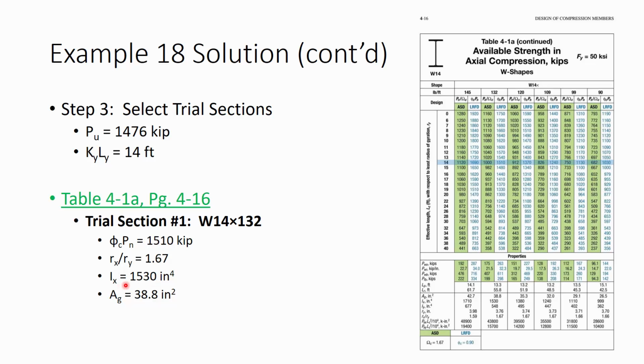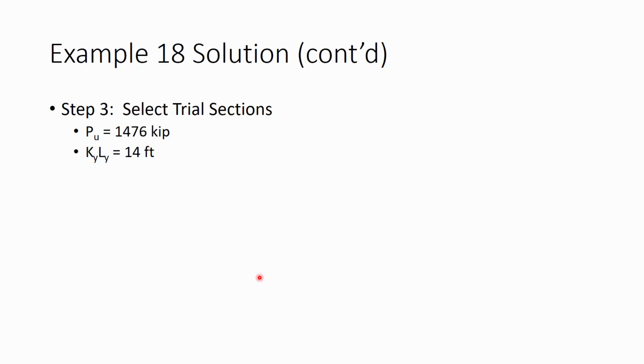I'm going to need its moment of inertia about the x-axis, and you'll see why here in a sec. That's 1,530 inches to the fourth, and I'm going to need its Ag, its gross area, which is 38.8. If we were looking at a singular column, we wouldn't need these two values. All we would need is the Rx over Ry. But you'll see here in a sec why we need the moment of inertia and the area for this example. So that's a W14. We do the same thing for the W12s.